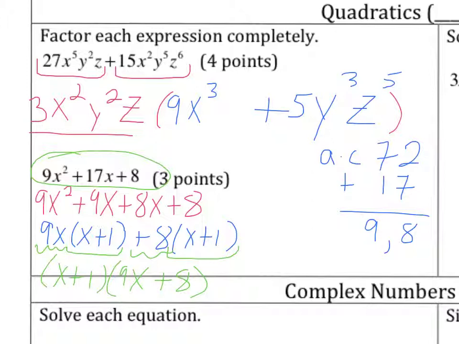If you factor by the box method, you need to include the parentheses to get credit for this. It's not enough to just list the answers in the box format. You need to include the parentheses. In other words, if we're looking at the sides of the box, 9x, 8, and x and 1, that helps you get to the answer. That is not the factored form of this. You need the x plus 1 and 9x plus 8.